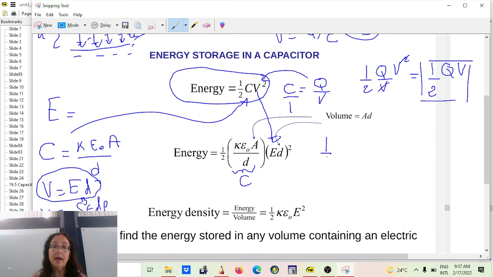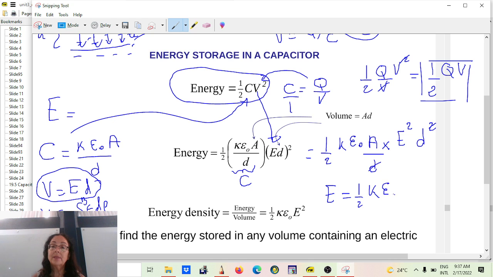Okay, so you have 1/2 K epsilon zero, that will be the area, that will be the distance, times E squared, and then you have a D squared. Okay, so that will be the energy contained in a plane capacitor. That's going to become 1/2 K. And you see that I can cross out D here, so epsilon zero, E squared, and then you have area times D. And what is area times D? What's the area of a geometric shape times the height?